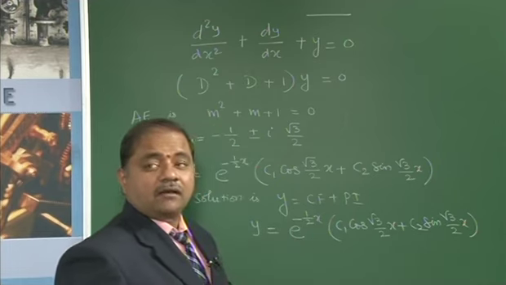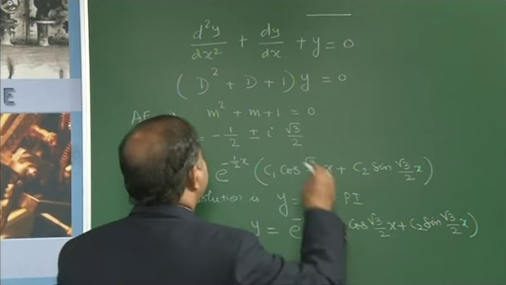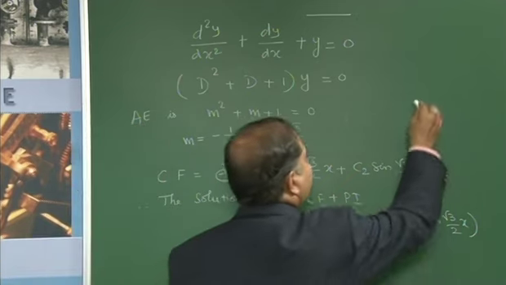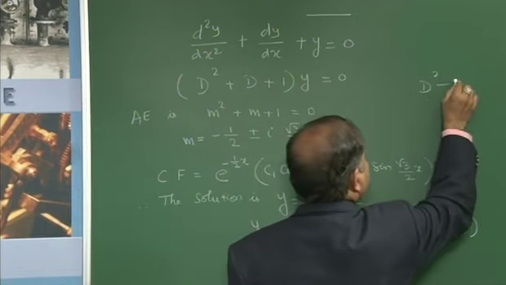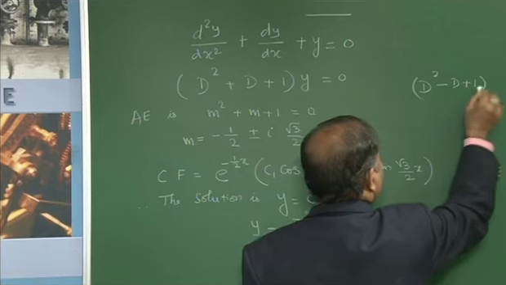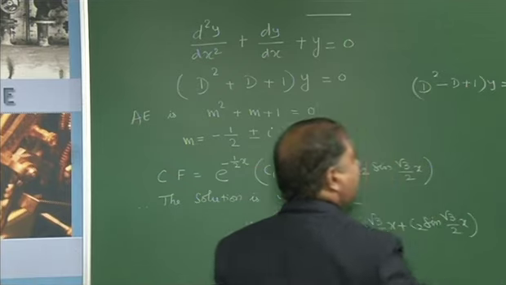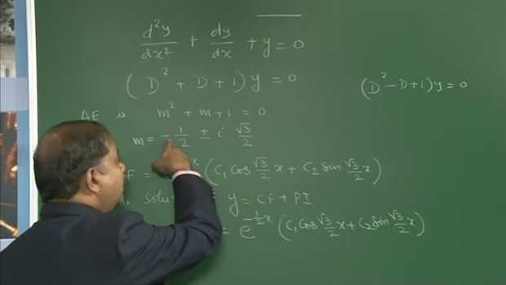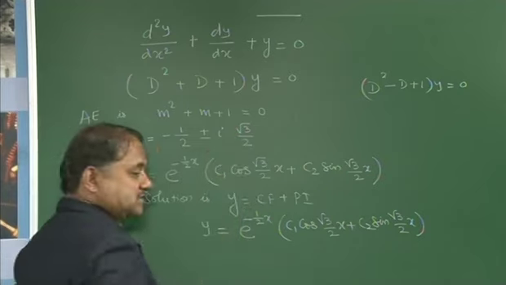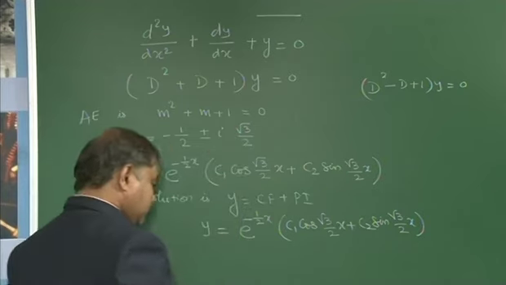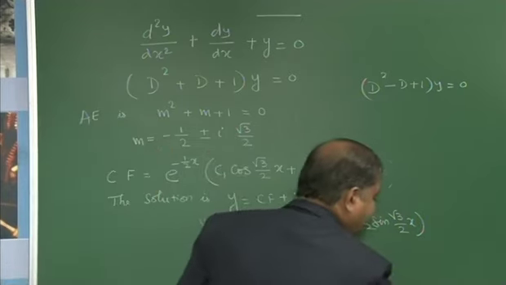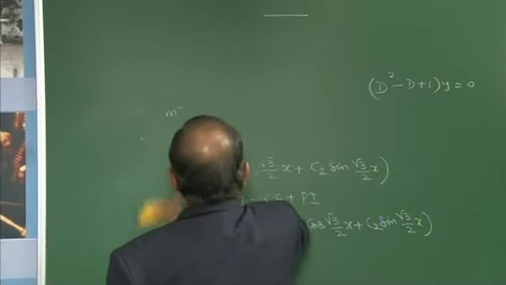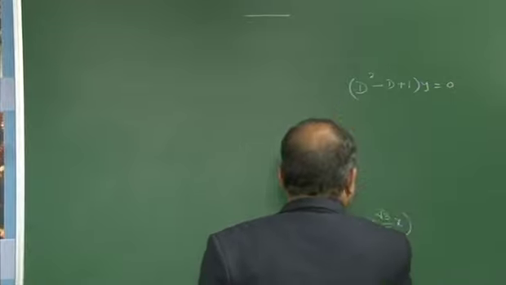As an example or as homework, you change this plus D to minus D, that is, you take the equation D square minus D plus 1 into y is equal to 0. You can try, the roots will be the same except for the negative symbol, you will get 1 by 2 plus or minus i root 3 by 2. So, the solution is going to be of the same pattern. I will show you one more example for complex roots only.